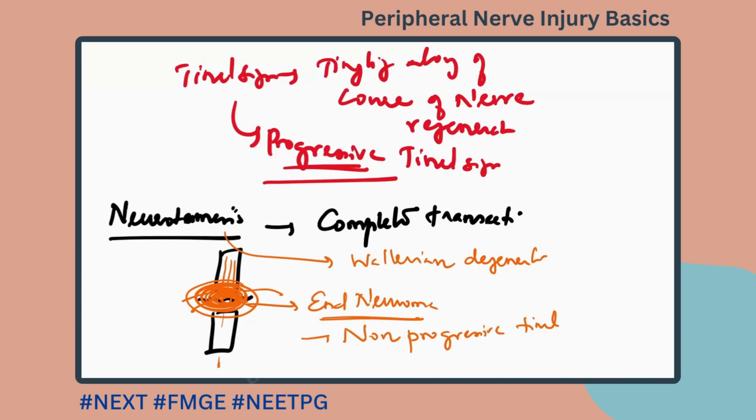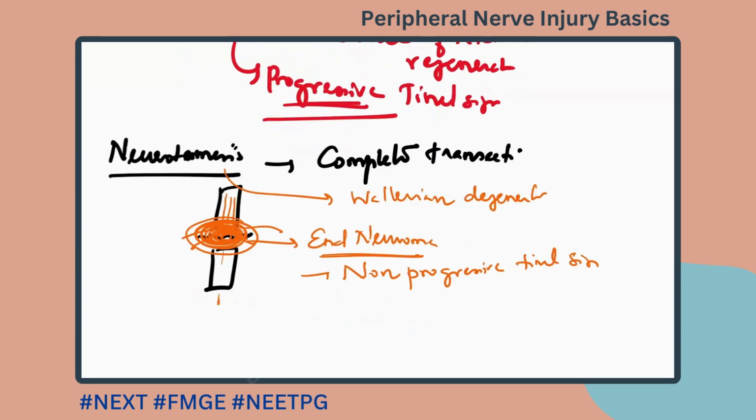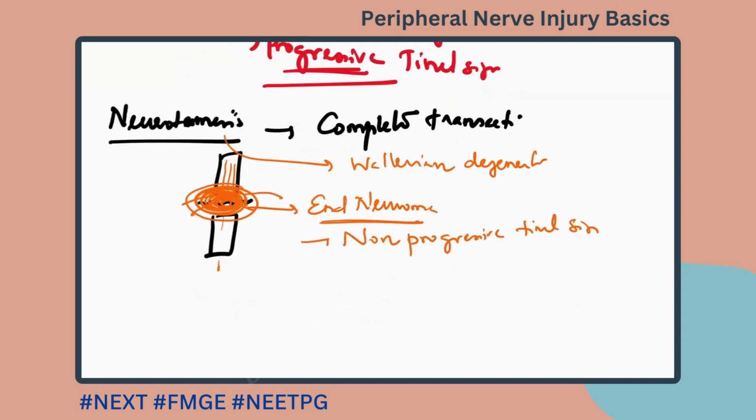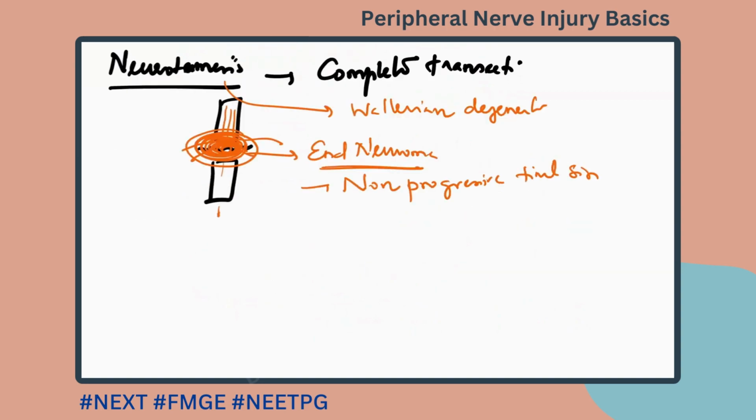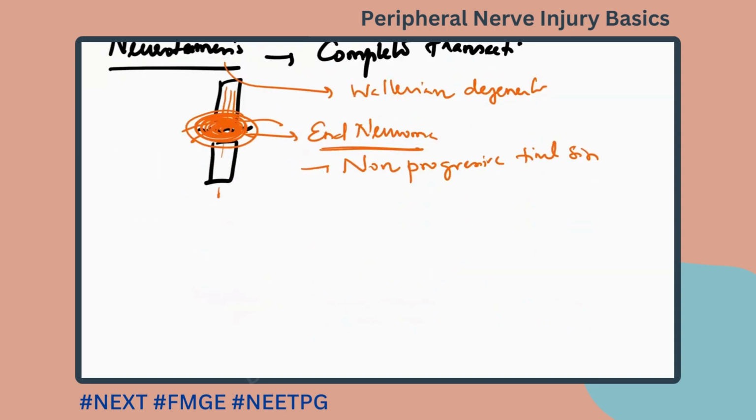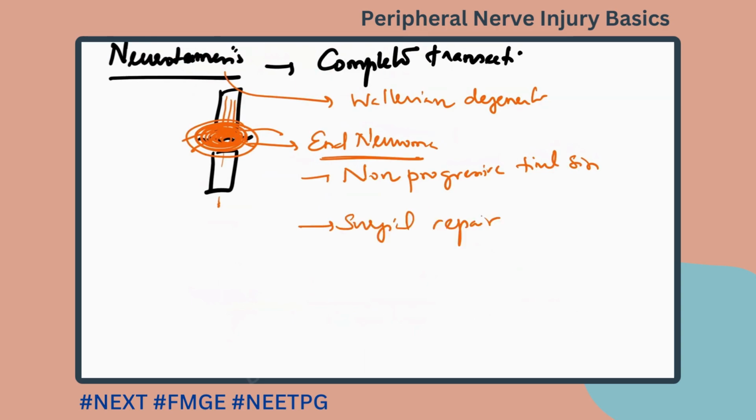And this non-progressive Tinel sign indicates that the nerve is not growing properly. So it requires surgical repair. Usually you take a graft and repair. What nerve graft do you take? Usually a sural nerve graft or saphenous nerve graft you take to repair a damaged nerve.